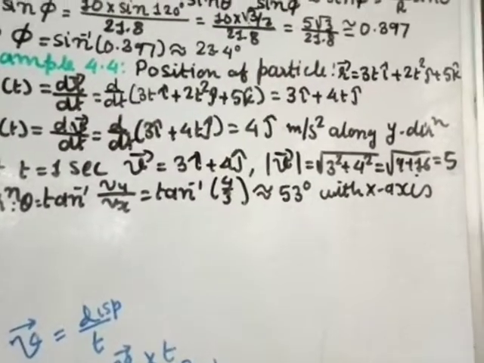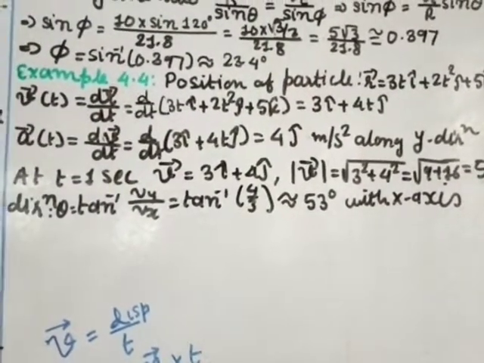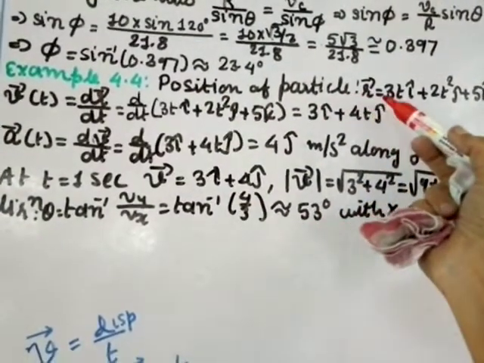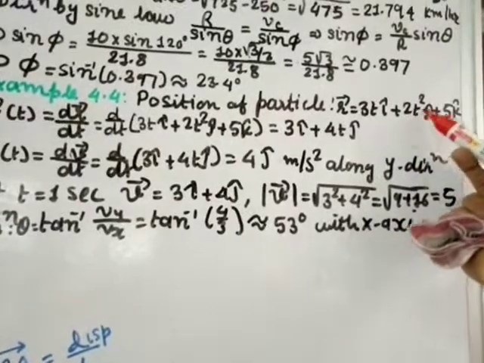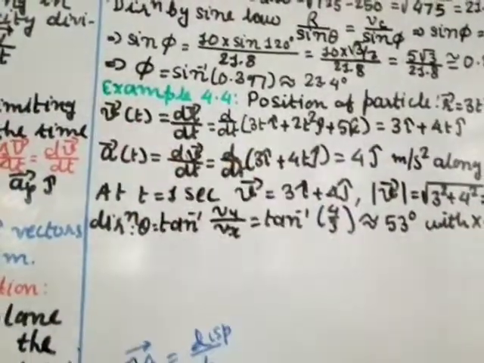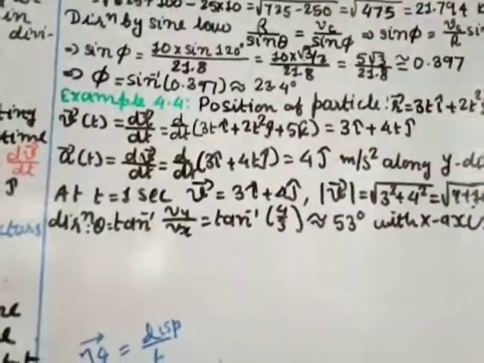Now here the position r is given as a function of time. The position of the particle is r = 3t i cap + 2t² j cap + 5k cap, and you are asked to find the velocity and acceleration. So we have to differentiate this, right?